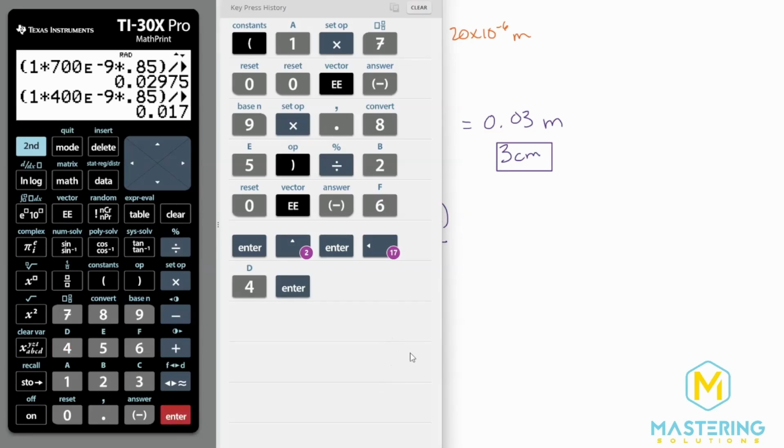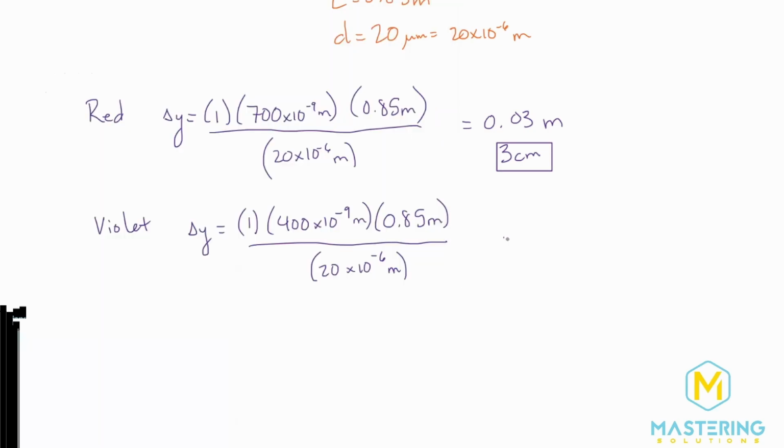And so the delta y for the violet color is 0.017 meters, or 1.7 centimeters. So the distance from the central maximum out to the first m bright fringe is going to be 3 centimeters for red and 1.7 centimeters for violet.